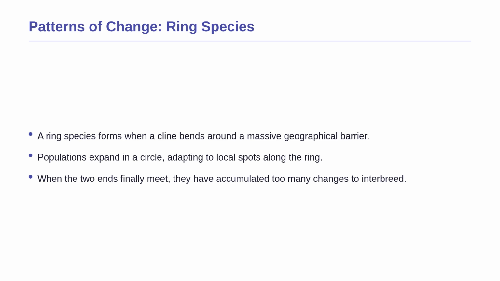Sometimes, a smooth cline runs into a massive geographical barrier, like a mountain range or a large lake. When the cline bends around this barrier, it creates what biologists call a ring species. Imagine a population spreading in a circle around a vast valley. As they spread, they micro-evolve to adapt to their local spots. Neighboring populations can still mate perfectly fine. However, by the time the two ends of the expanding ring finally meet on the other side, they have accumulated so many changes that they can no longer interbreed.